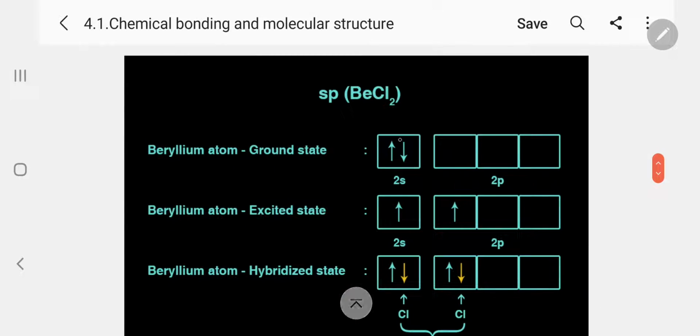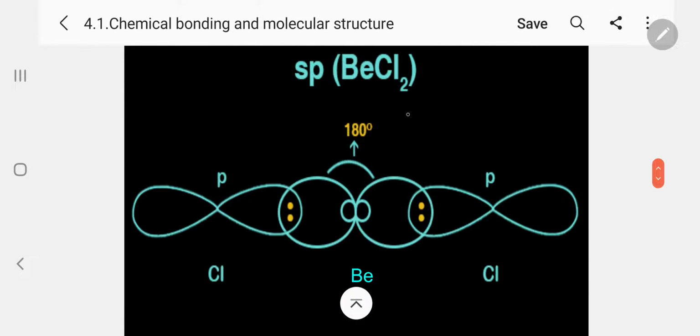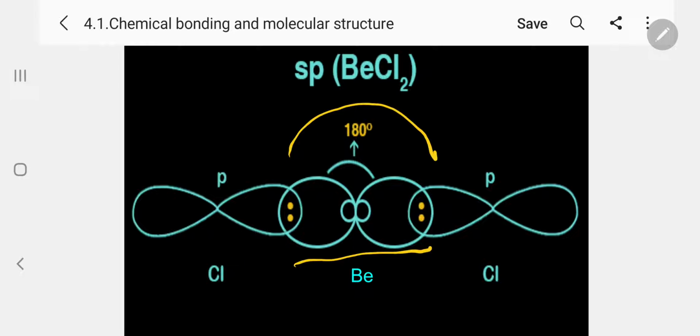In beryllium dichloride, beryllium is 2s2, and in the excited state one electron goes to 2p, giving 2 unpaired electrons. From 2 chlorine atoms, 2 electrons are shared, it undergoes hybridization, so two sp orbitals form. So what is the shape and bond angle? Hybridization is sp, bond angle is 180°, please memorize. The shape is linear.